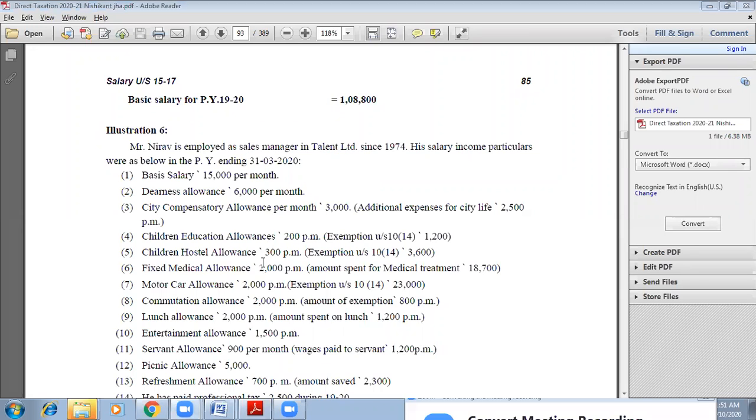Now, after writing it in the inner column, come to the next line. Write down less exempted under section 10 subsection 14. See, it is written in the bracket. Same way, less exempted under section 10 subsection 14. Now suppose this 1200 is not given, we will have to calculate this 1200. In exam 1200 will not be given. Note this well. Now how to calculate?